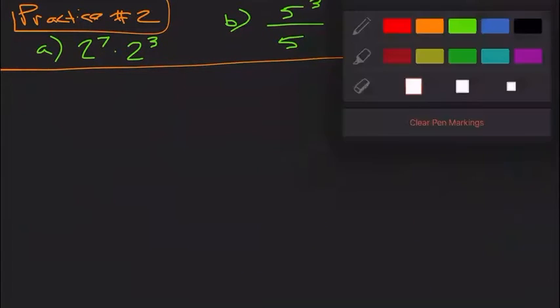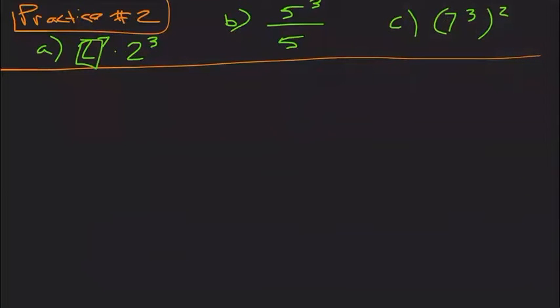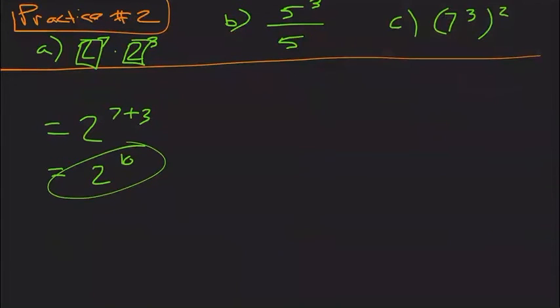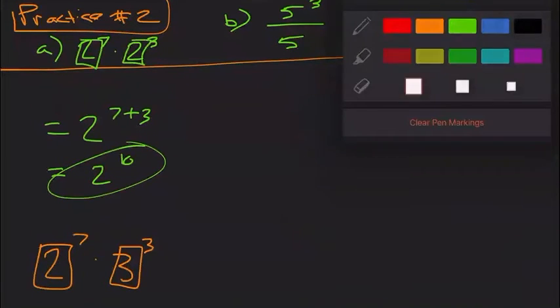All right, so first one, we see we have the same base and we're multiplying. They're both 2s. So this can become 2 to the 7th plus 3, which is 2 to the 10th. And again, keep in mind, they have to be the same base. If the original problem was 2 to the 7 times 3 to the 3rd, we couldn't have used this property because they're different bases. But here we have the same base.